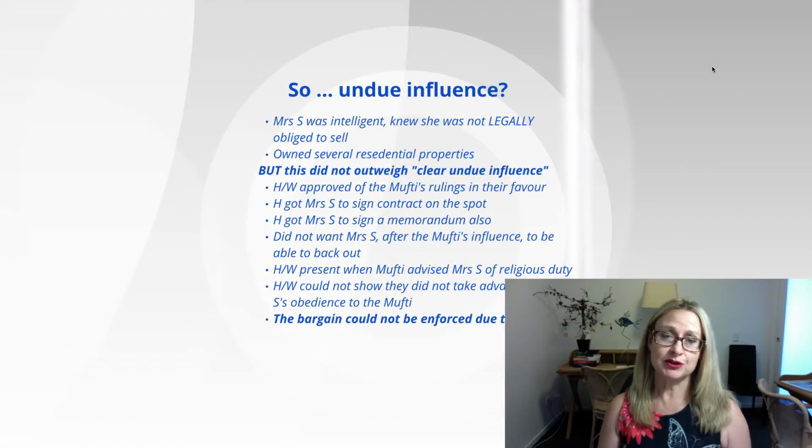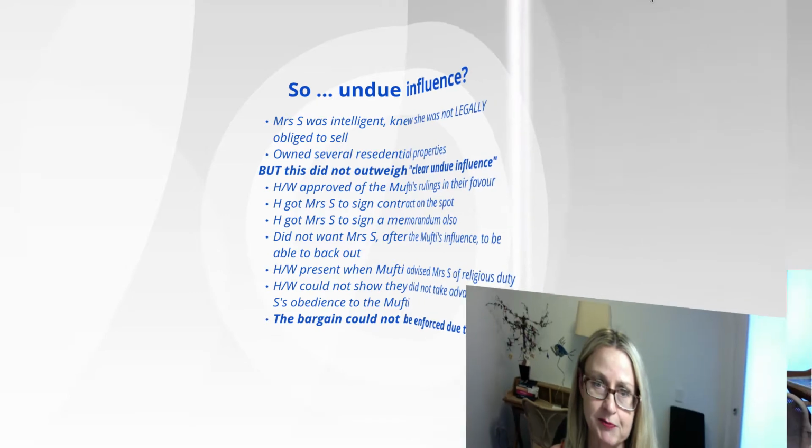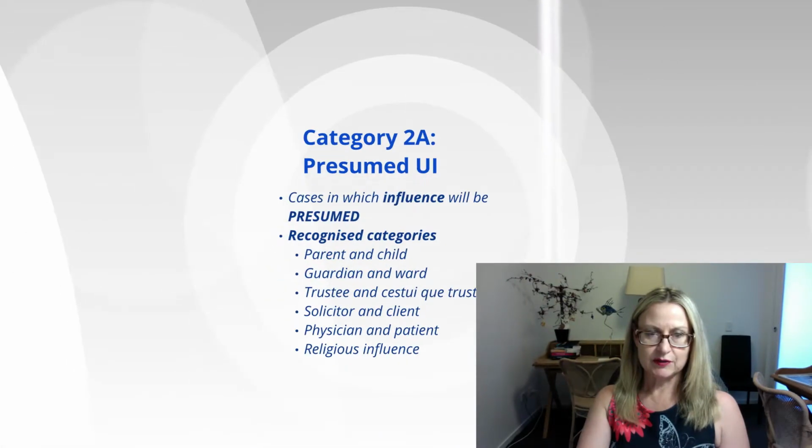Interestingly, the court notes that the plaintiff could have presented her case as a Category 2A undue influence, where the relationship is presumed to involve undue influence because the relationship of spiritual advisor and devotee is one of the recognised relationships for 2A. So without further ado, let's have a quick look at the Category 2A kind of undue influence.